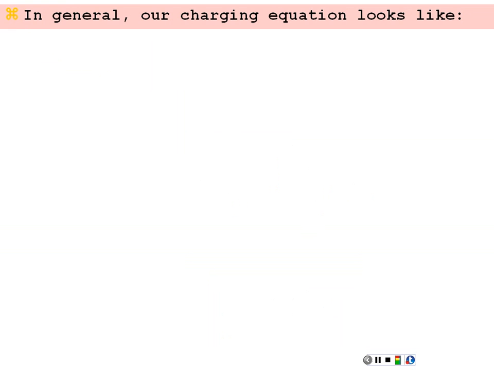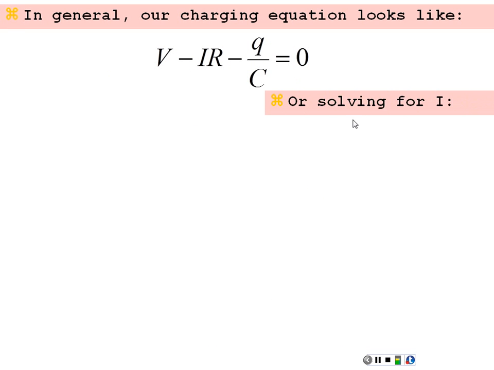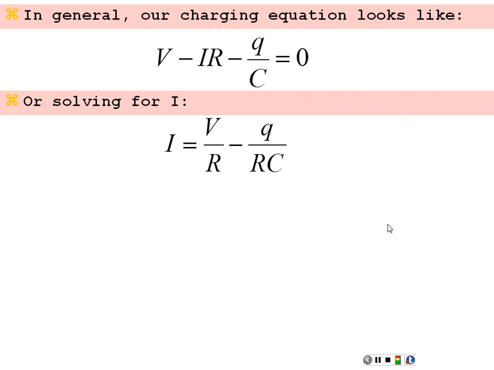In general, though, our charging equation looks like this from Kirchhoff's voltage rule. The voltage of the battery minus IR minus Q over C equals 0. And if I solve this for the current, I would have the current is equal to the voltage divided by R minus Q divided by R times C. The current is, in fact, the derivative of the charge with respect to time.